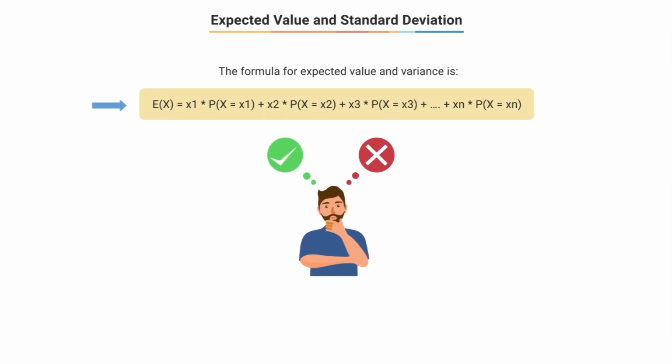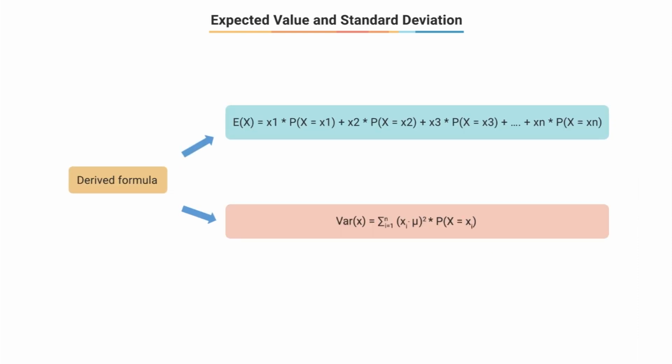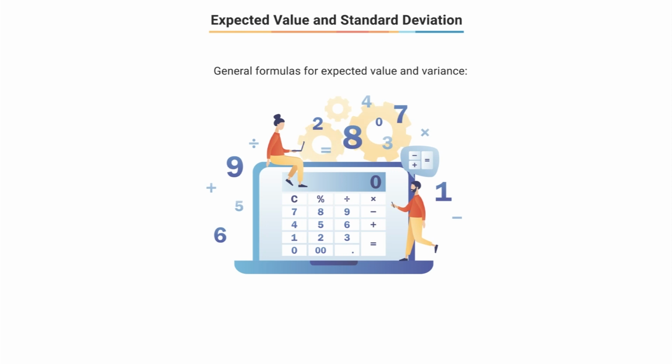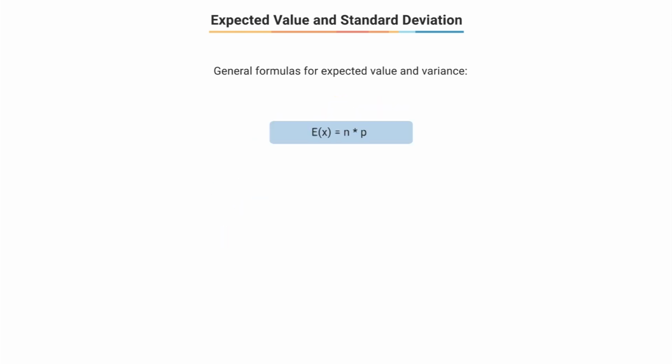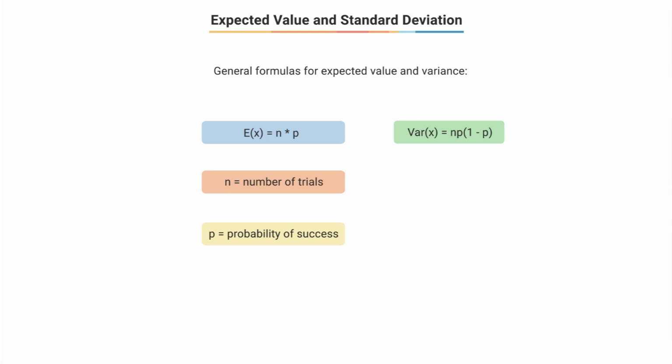Can we generalize this calculation of expected value and variance for the binomial distribution? Of course we can. While the derivation of this formula is beyond the scope of the discussion, for any random variable that is known to follow a binomial distribution, we can compute the expected value and variance using these general formulas. The expected value of x will be n times p, where n is the number of trials and p is the probability of success. Then we have variance, which is equal to np times (1 minus p).